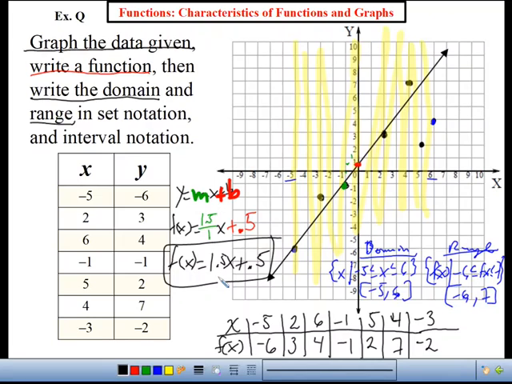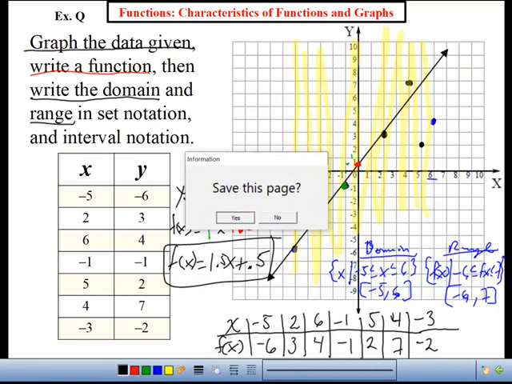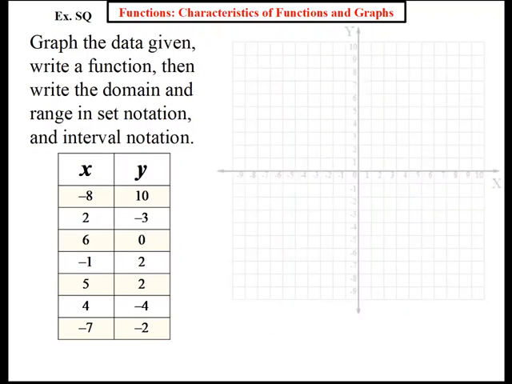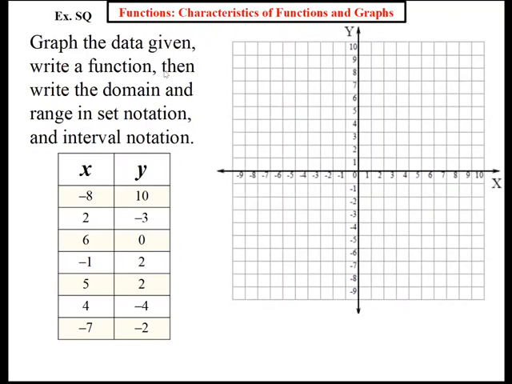Let's see how you do. On the next coordinate plane, I'm going to give you another table. Example super Q, and it reads the same information: graph the data given, write the function, then write the domain and range in set notation and interval notation. And the table given in XY form: the first values are X is -8, Y is 10; X is 2, Y is -3; X is 6, Y is 0; X is -1, Y is 2; X is 5, Y is 2; X is 4, Y is -4; and X is -7, Y is -2.